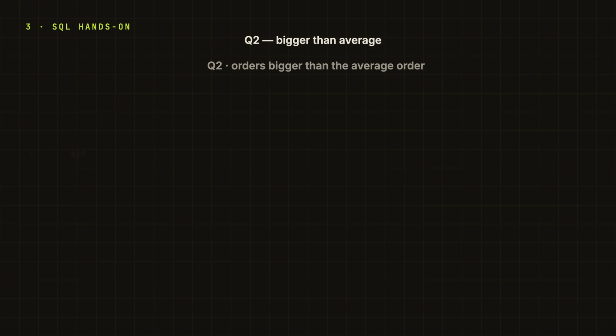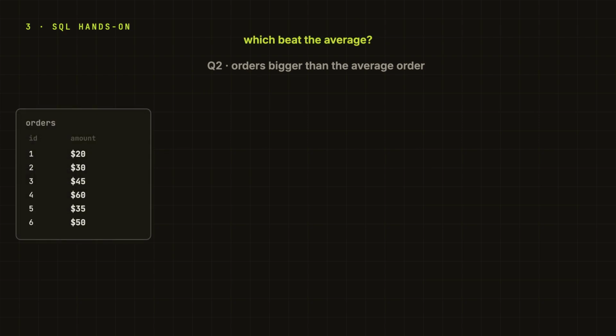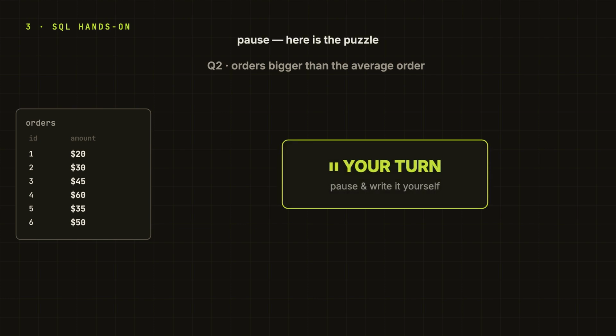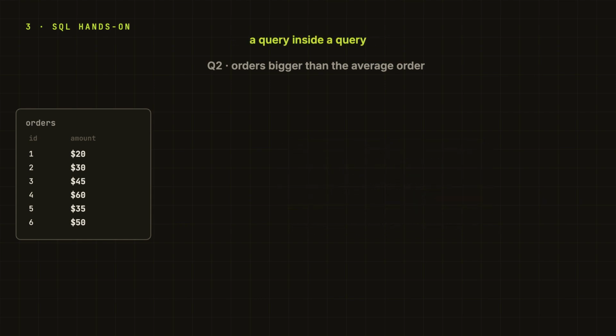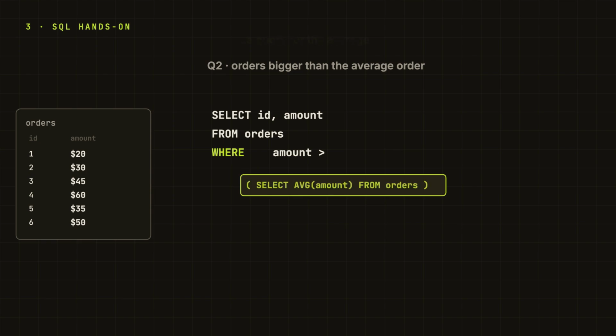Next one. Show me every order that is bigger than the average order. Pause. Here is the puzzle. To compare each order to the average, you first need the average, right? So, how do you get an average to compare against? You put a query inside a query. This is called a subquery. Select ID, amount from orders where amount is greater than open bracket, select the average of amount from orders, close bracket.